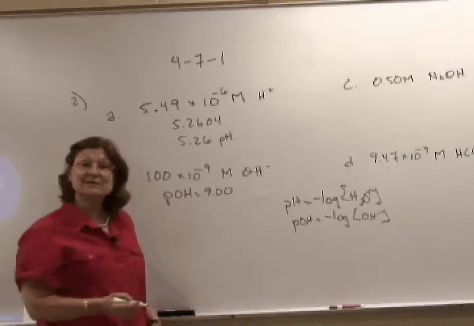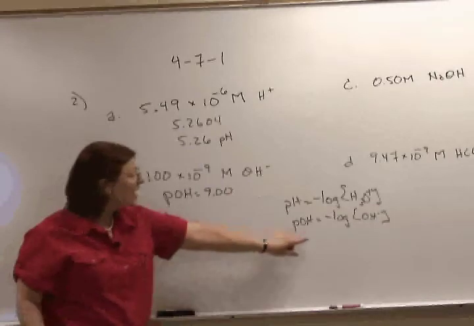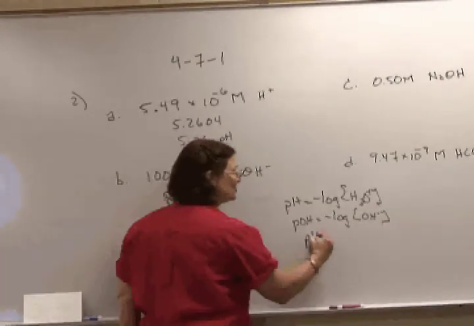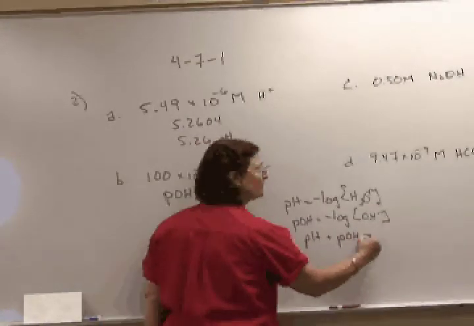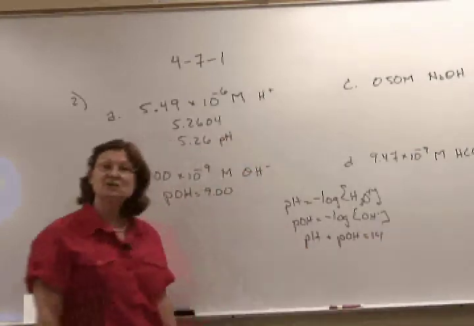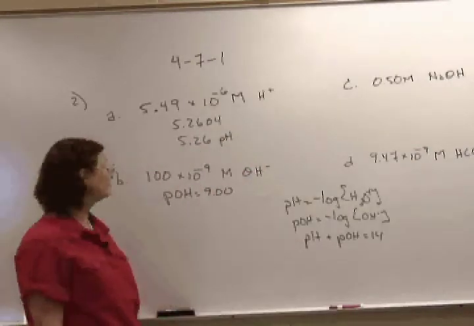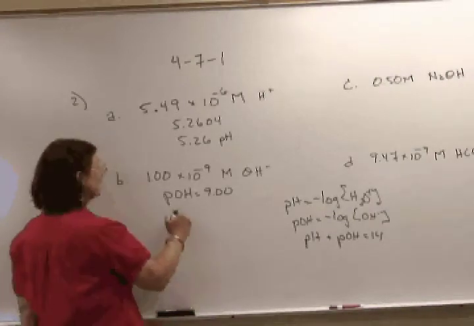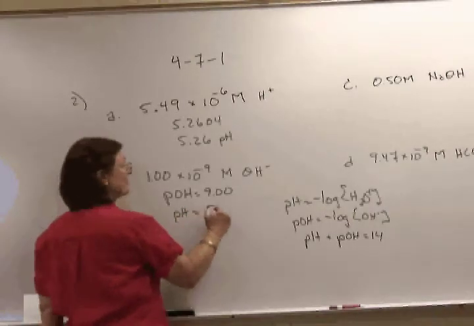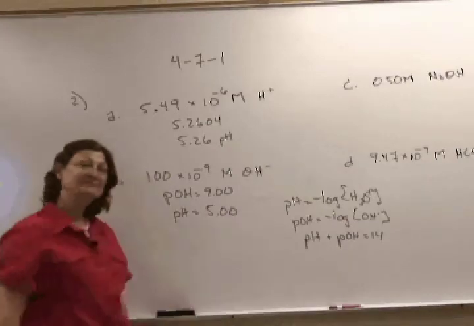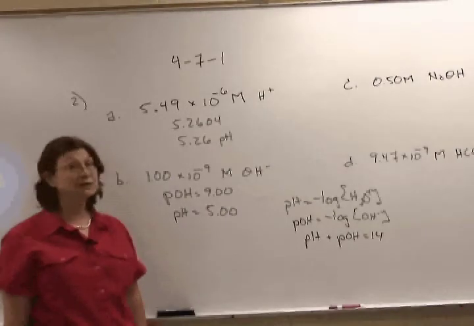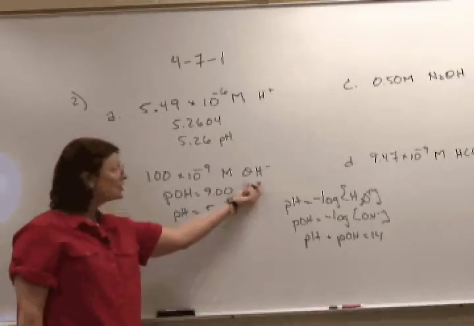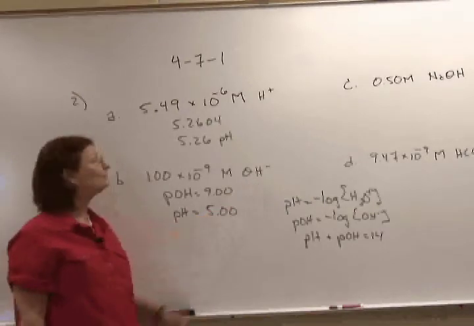Well, the question is asking for the pH, and therefore I know that my pH plus the pOH is equal to 14, based on the ionization constant of water. And therefore, when I subtract 9 from 14, I get my pH is equal to 5.00. It's very important to read the question and see that I'm talking here about a hydroxide ion.